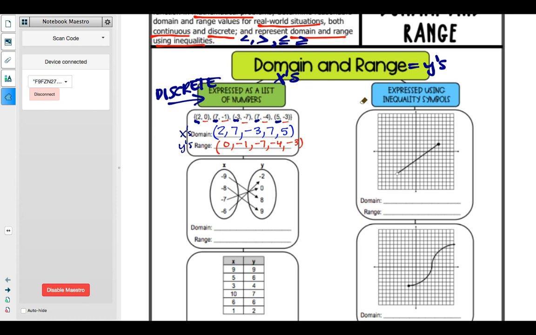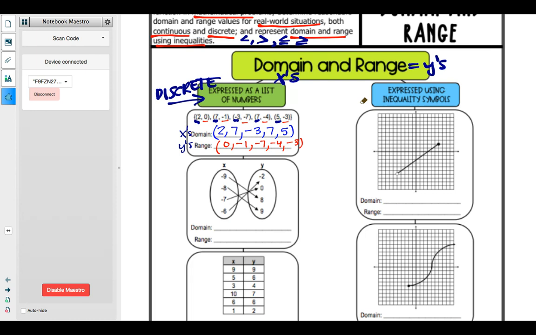So for example, people are going to be a discrete function. Anything that can be counted versus a continuous function that deals with all different kinds of numbers. And so we'll look at that as we go. All right, let's keep going.